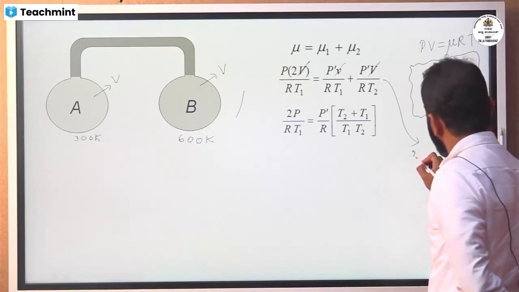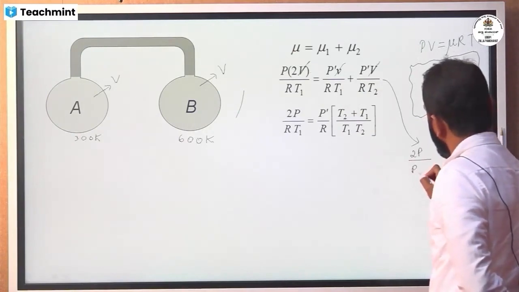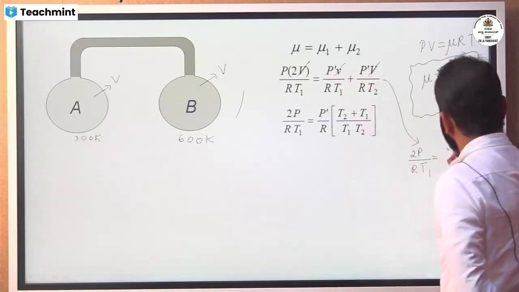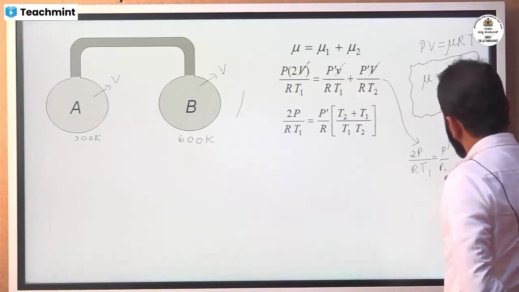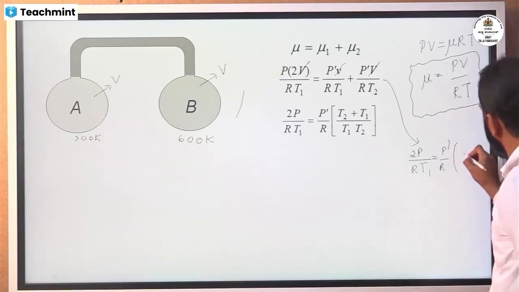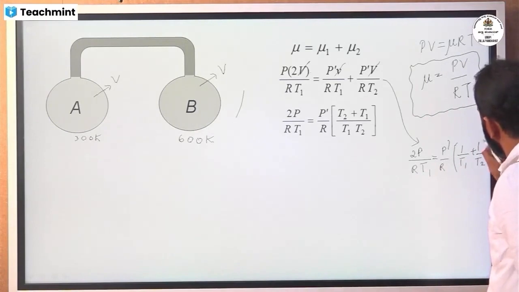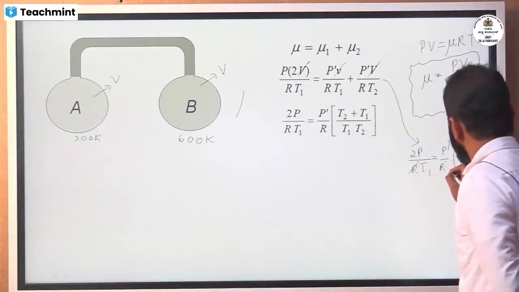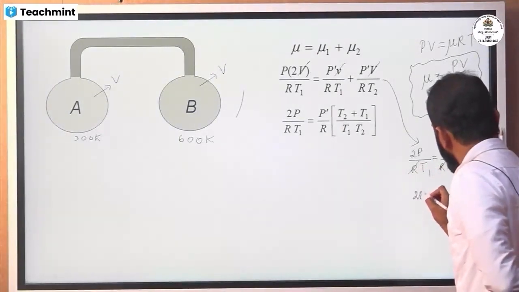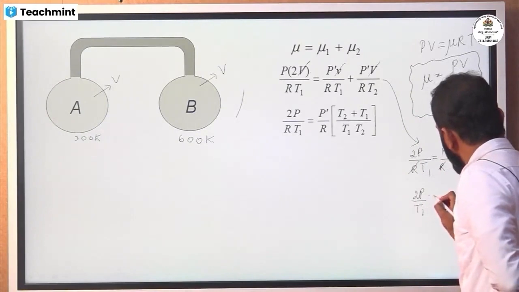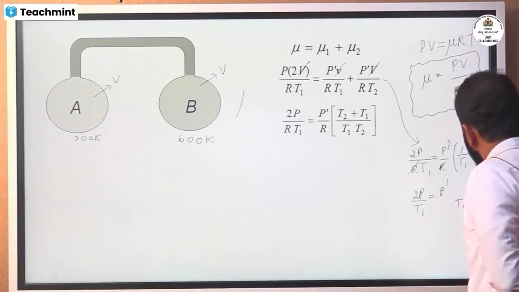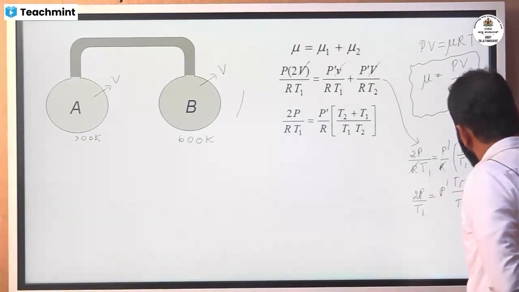If you take P dash common, I will write one step here. So 2P divided by RT1 is equal to, I'll take P dash and R common, and the remaining will be 1 by T1 plus 1 by T2. So take the common LCM. This R is going to cancel out, so the remaining is 2P divided by T1 equal to P dash. Then take the common LCM, that will become T1 T2, and the numerator will become T1 plus T2.